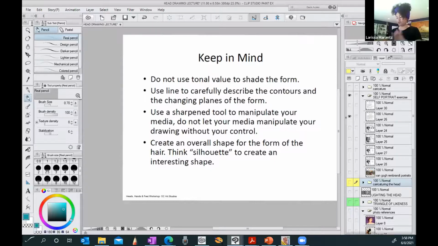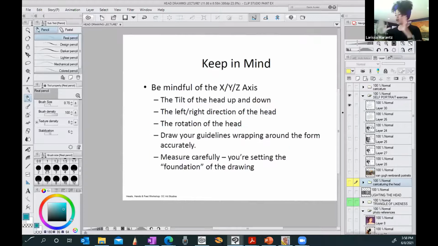Create an overall shape for the form of the hair and think silhouette to create an interesting shape. And then lastly, always be mindful of the X, Y, and Z axis: the tilt of your head, the up and down direction, the left, right direction of the head, the rotation of the head. Draw your guidelines wrapping around the form accurately. Measure carefully. Measure carefully. Measure carefully, right? Because you're setting the foundation for your drawing.